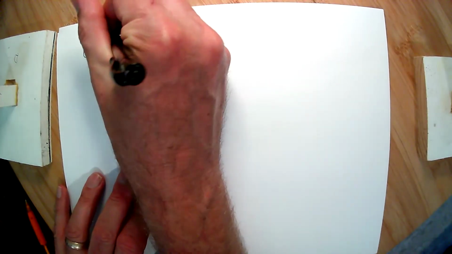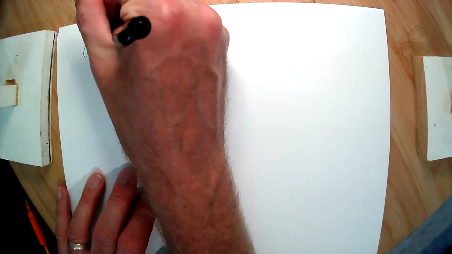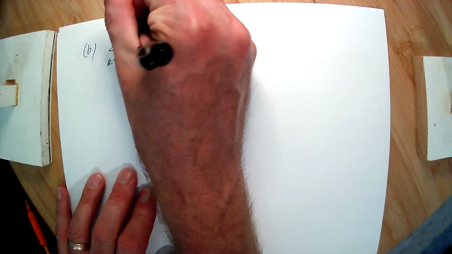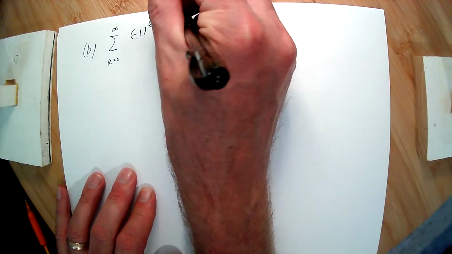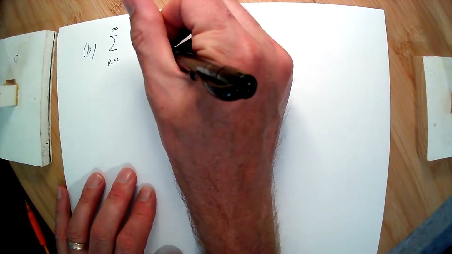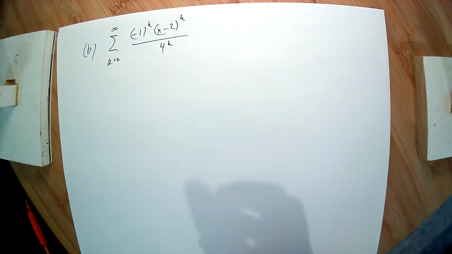So I'm going to rewrite what that was real fast. The sum, k goes from 0 to infinity, of (-1)^k (x - 2)^k divided by 4^k. All right. So this time, because everything is a power of k, technically I could use the ratio test again and it would work just fine, or we could use the root test, okay?